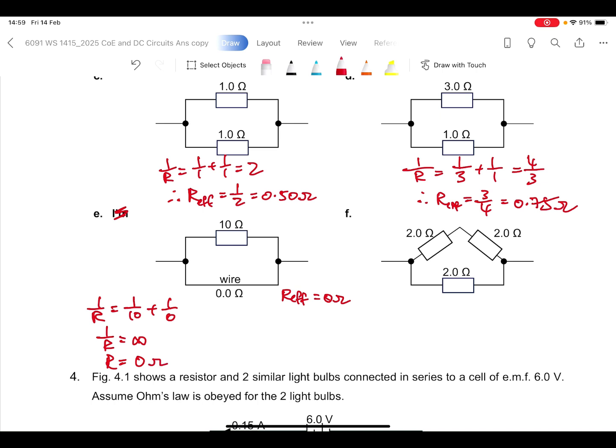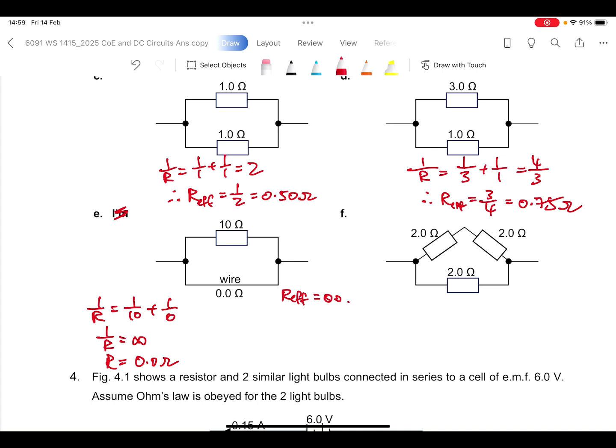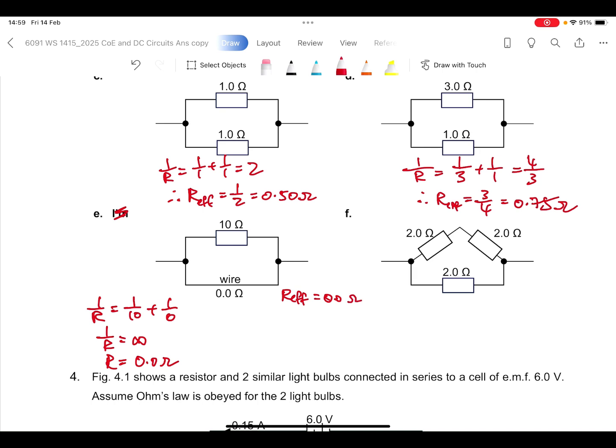So if you want to show working, this is how it looks. But it's not necessary. By the way, it's 2SF, so I should write 2SF over here. So 2SF, 0.0 ohms. But it's not necessary to write the working here. Once you know that it's a short circuit, effectively it is 0 ohms already.